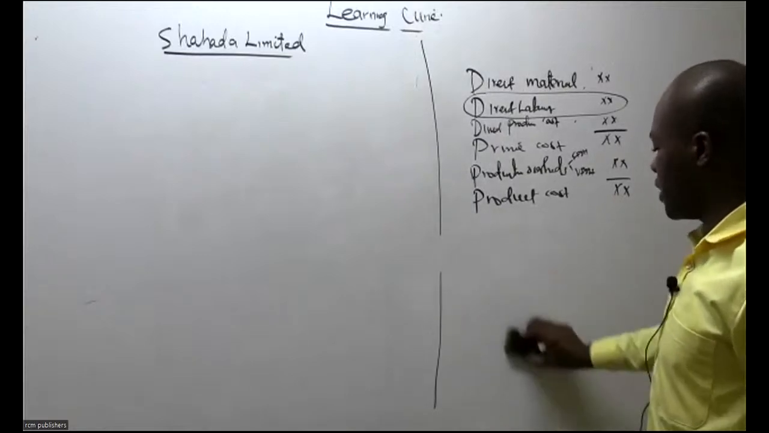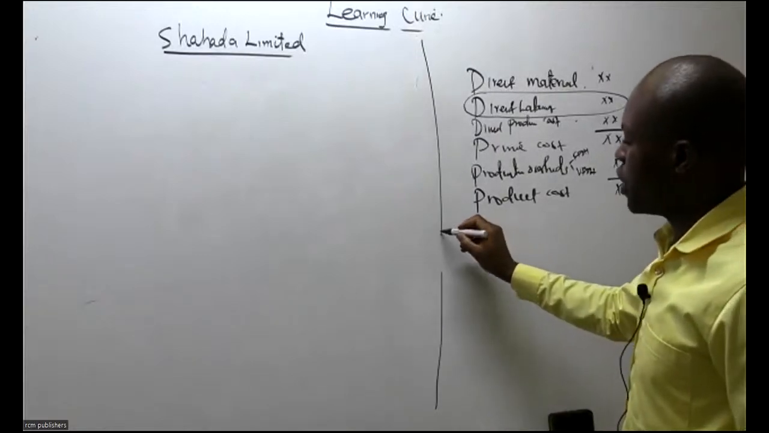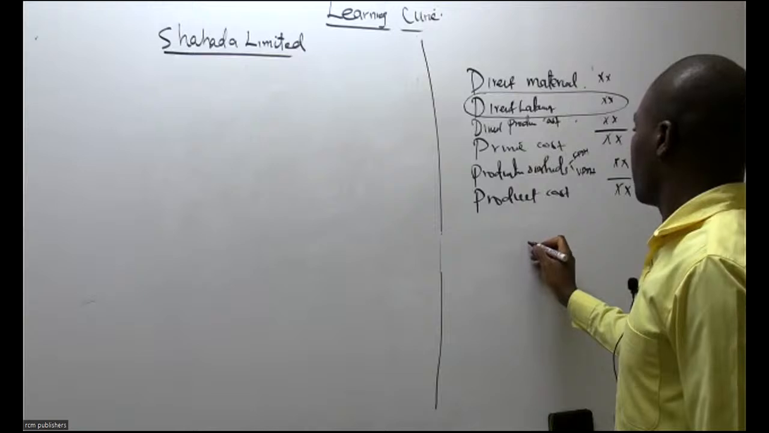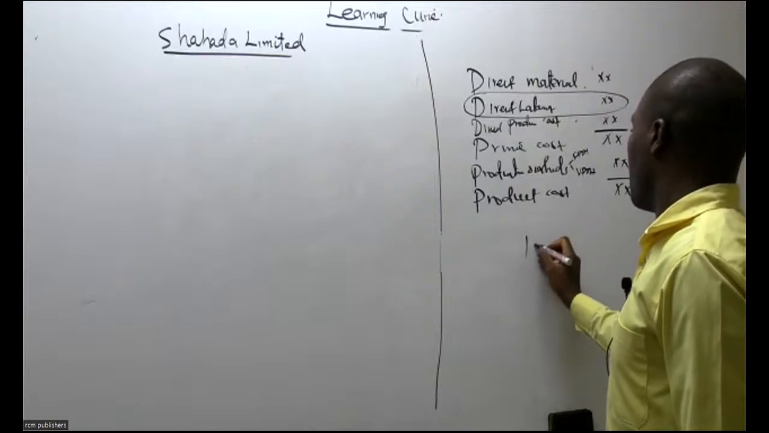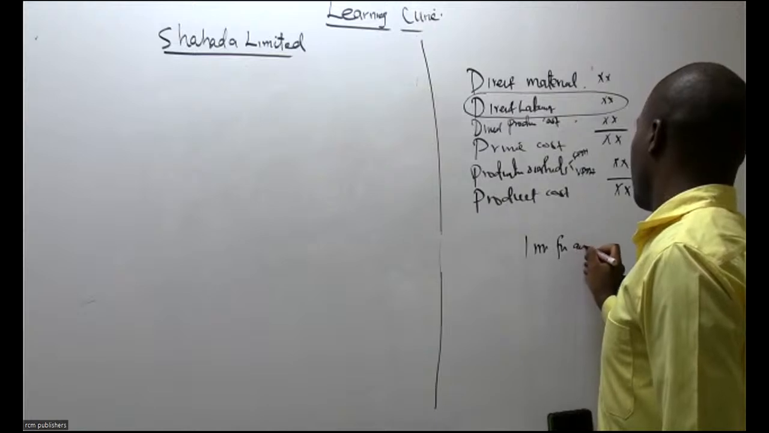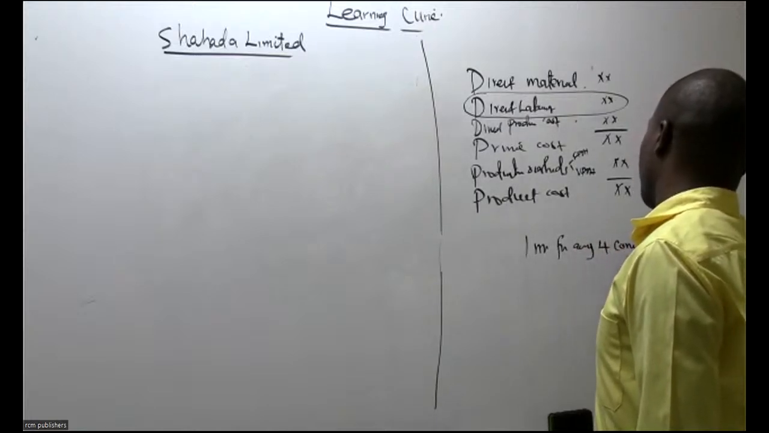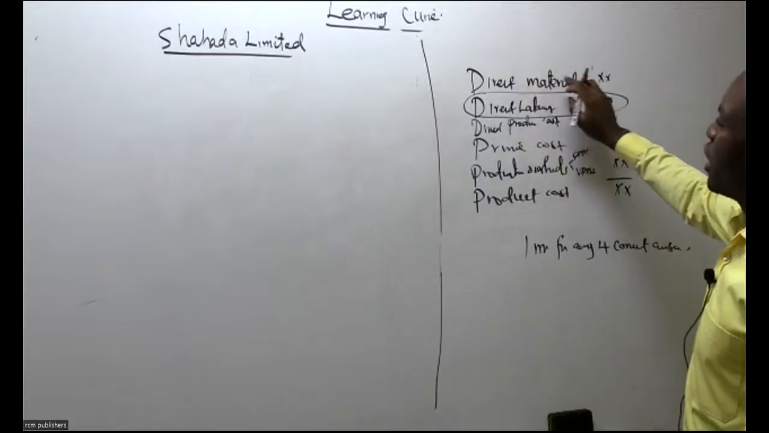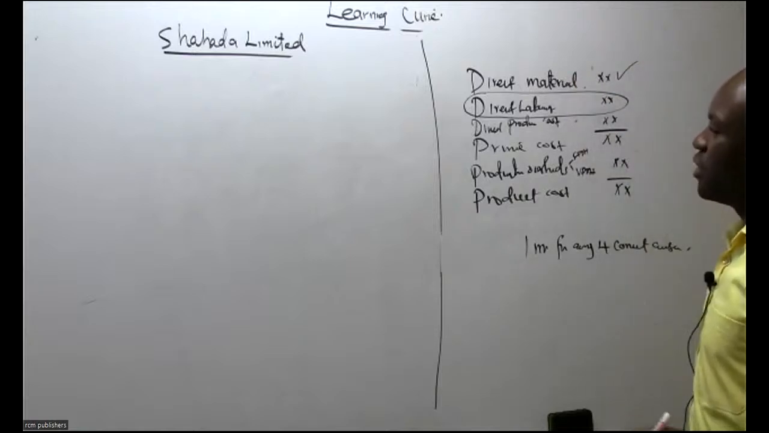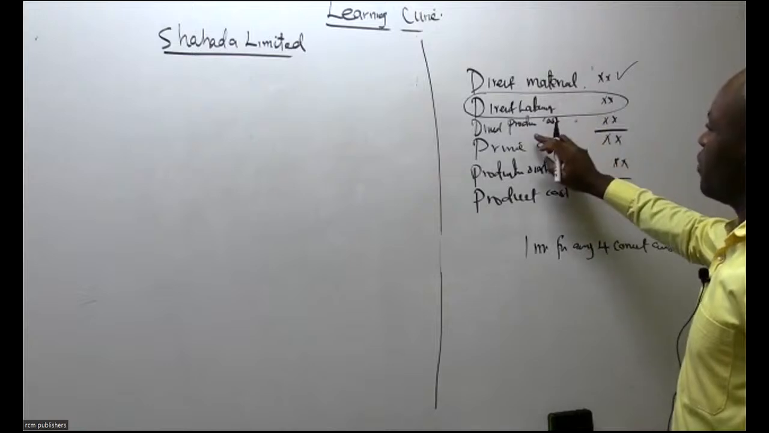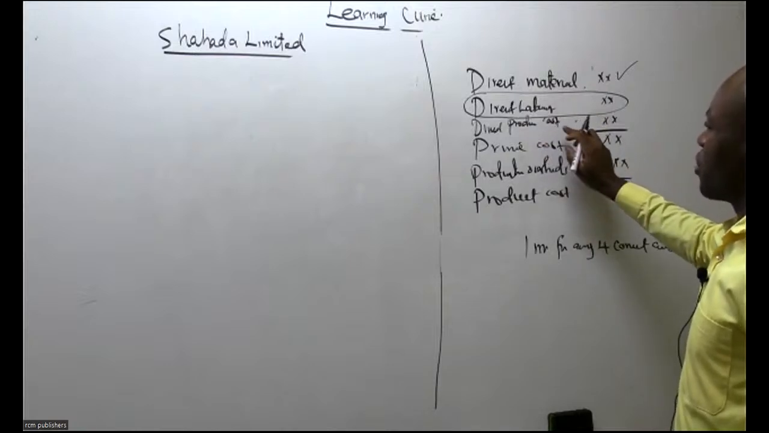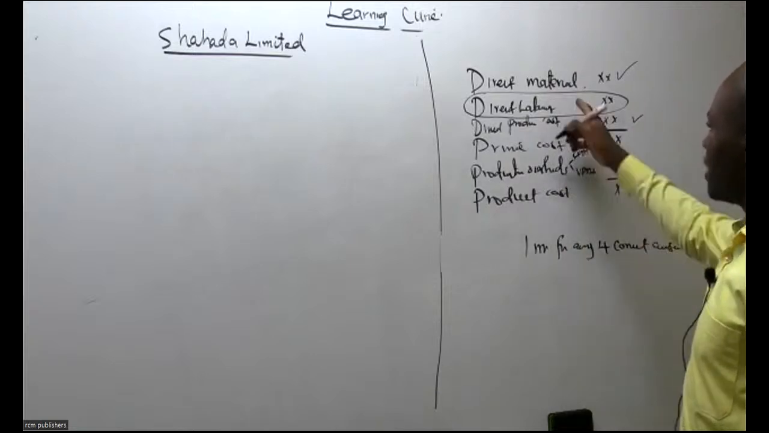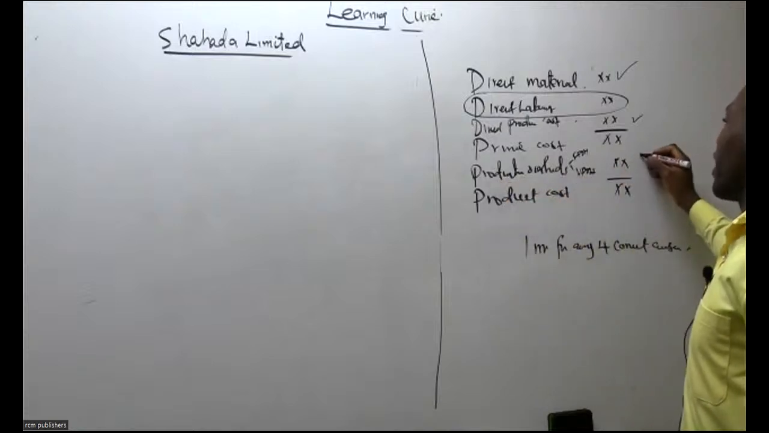Do you know what they normally indicate in the marking scheme? This is what we are going to indicate for you in the marking scheme: 1 mark for any 4 correct answers. So here, you don't understand this, but you've been able to indicate the correct value for direct material. You don't understand direct labor, but you've been able to give us the direct production costs or indirect production costs. You don't understand this, but you've been able to give us the production overhead.